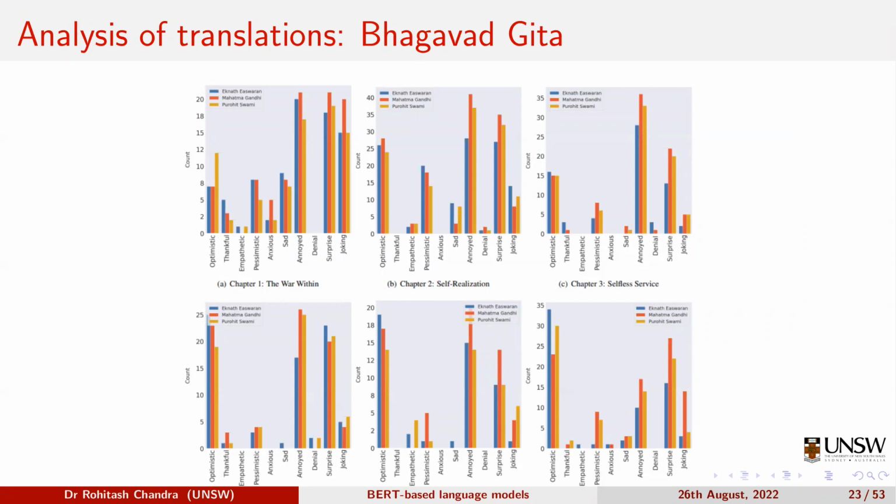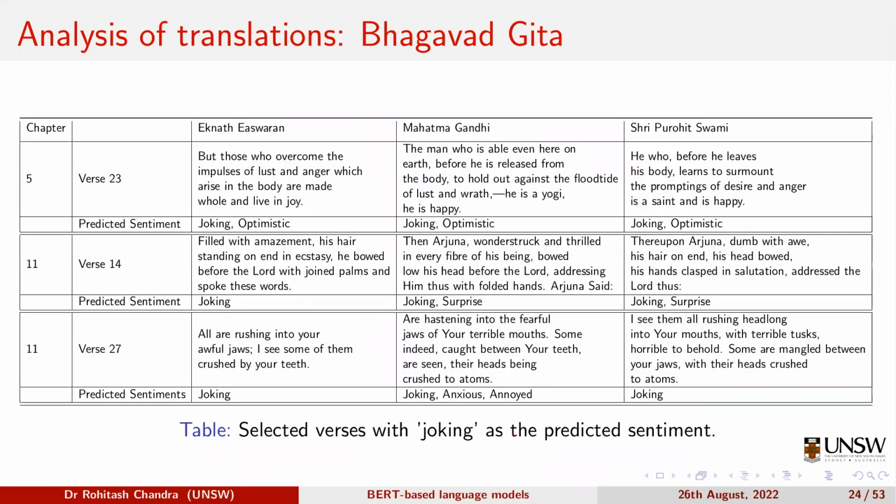And note that joking doesn't mean somebody cracking a joke. It's basically something to express humor, and in our COVID-19 data set, that was the term used to express humor. So is there humor in the Bhagavad Gita? That's a good question. And so we can see some examples of that, joking, and there's some humor and optimistic.